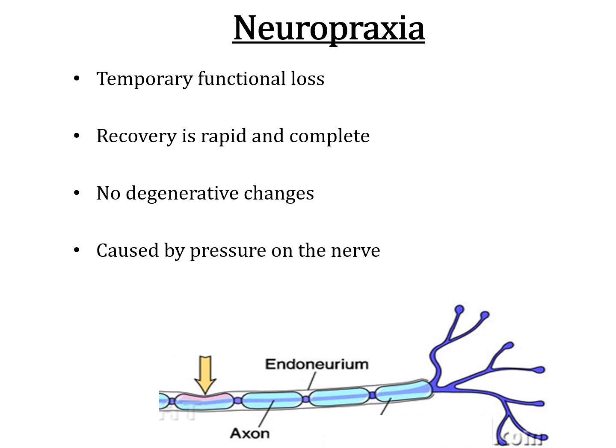Here the endoneurium is not going to get disturbed. There's a disturbance to the axon, so there is a temporary functional loss. Recovery is rapid and complete because there is not much disruption to the axon or any part of the nerve. No degenerative changes, and it is caused by little pressure on the nerve.